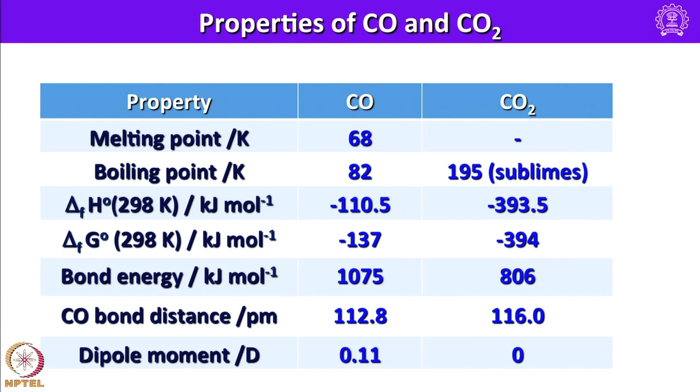And bond energy is 1075 kilojoules per mole in case of carbon monoxide, whereas in case of carbon dioxide it is 806. CO bond distance is 112.8, whereas in case of CO2 we have 116. So, here we have a triple bond, here we have a double bond, so that explains. And dipole moment is 0.11, whereas CO2 is a linear symmetric molecule, so it is 0.